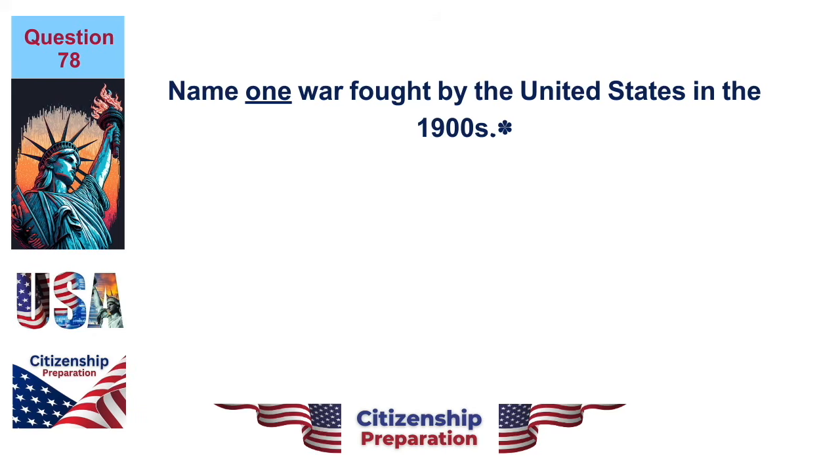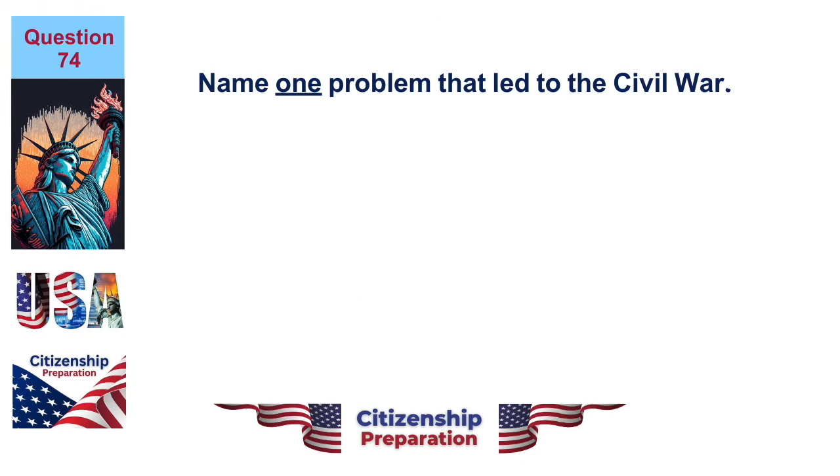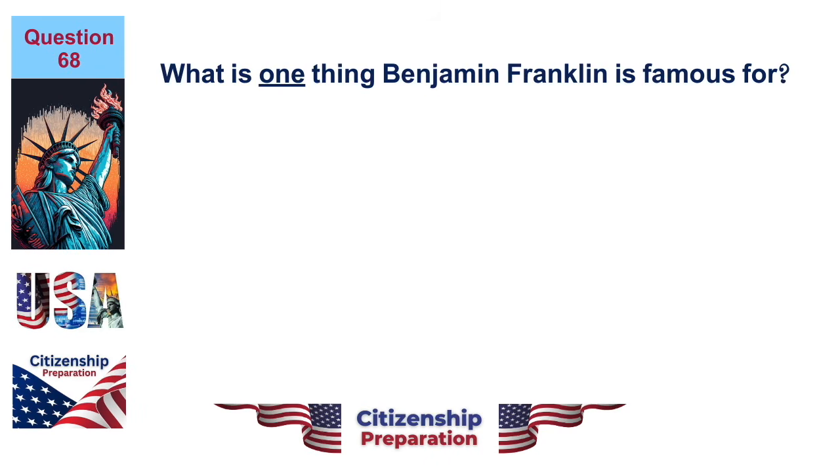Name one war fought by the United States in the 1900s. World War I. Name one problem that led to the Civil War. Slavery. What is one thing Benjamin Franklin is famous for? U.S. diplomat.